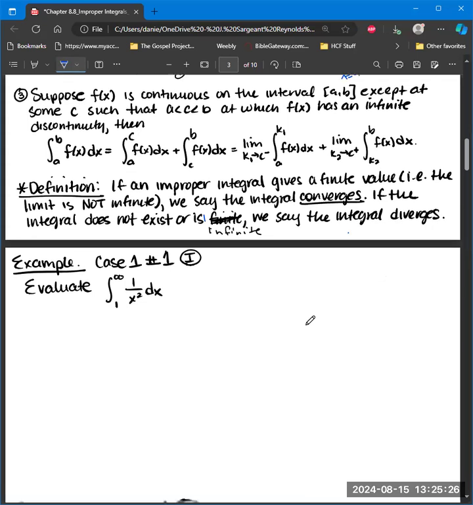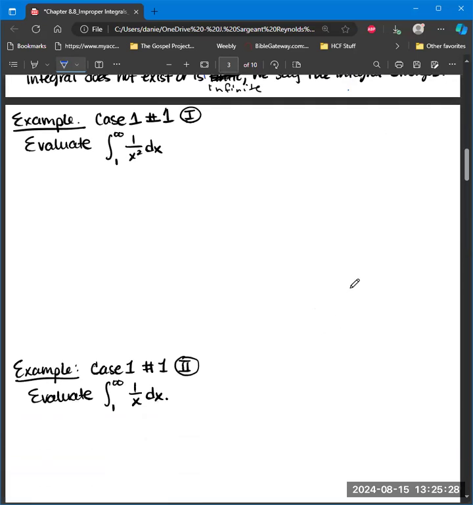All right, so case 1, number 1, we have a limit at infinity here. We do have a bad point here at 0, but 0 is not in the limit, so I'm not worried about that. So we have 1 over x squared looks kind of like this, but I'm only interested in this from 1 to infinity over here. So you get an idea what this looks like here.